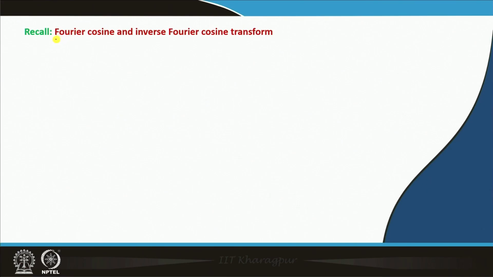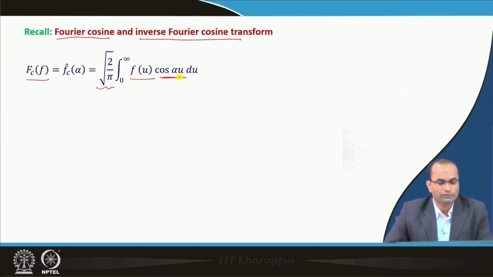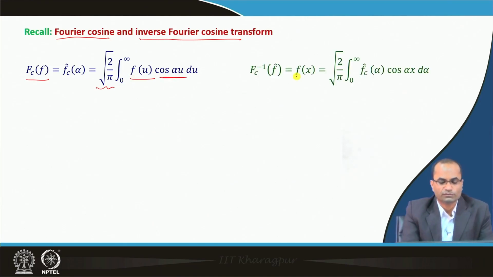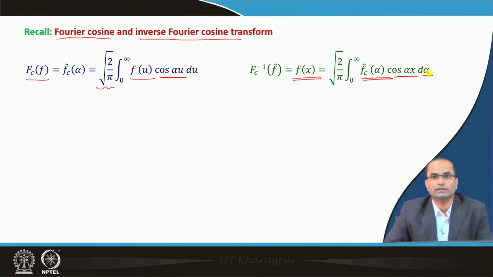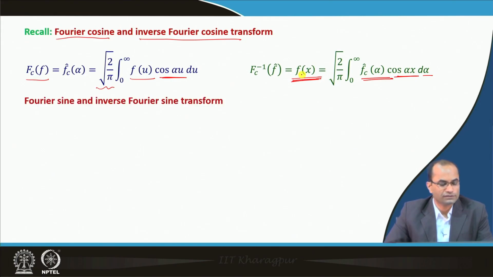in particular we have already talked about the Fourier cosine and inverse Fourier cosine transform, because they will also be used in this lecture. The Fourier cosine transform was with the factor square root 2 over pi, f(u), and then cos alpha u. Then we have the corresponding inverse, which gets back to f: if we use this Fourier cosine transform here, with cos alpha x, and integrate over alpha, then we get back the function f. This is called the inverse Fourier cosine transform.